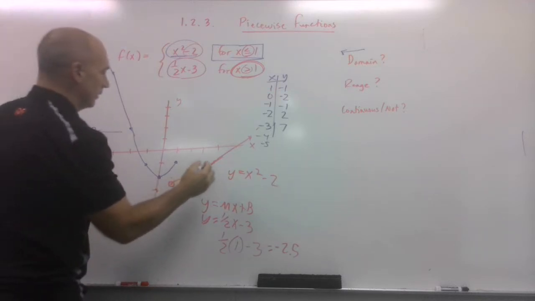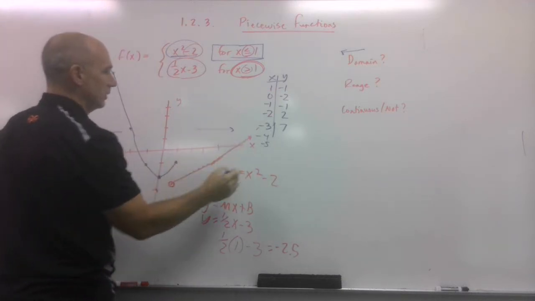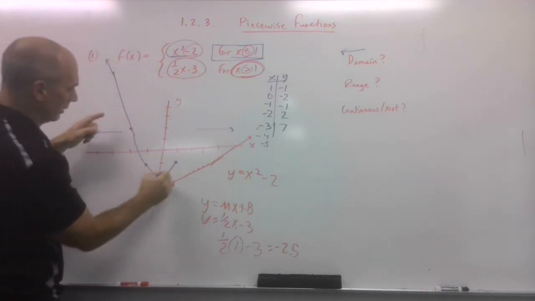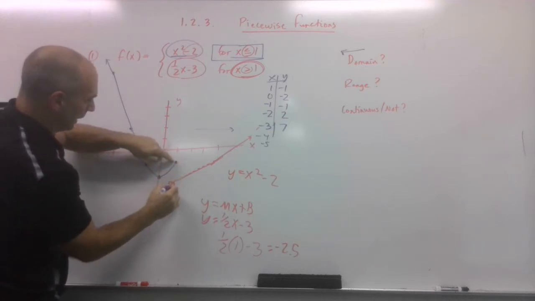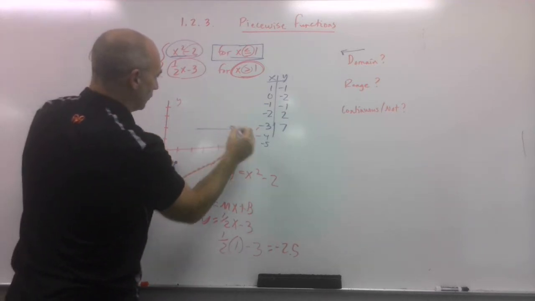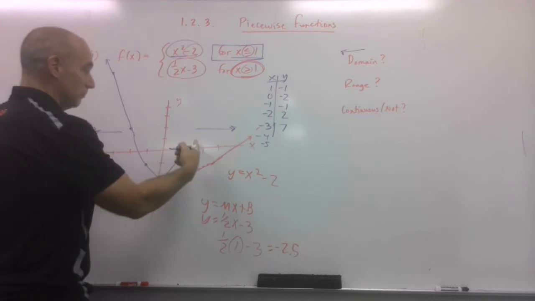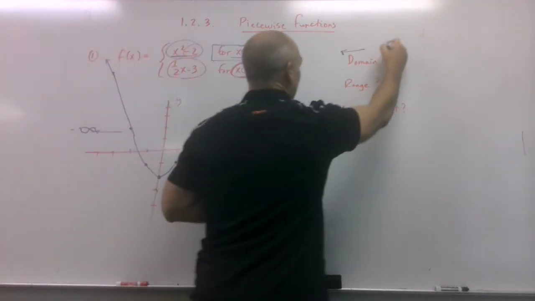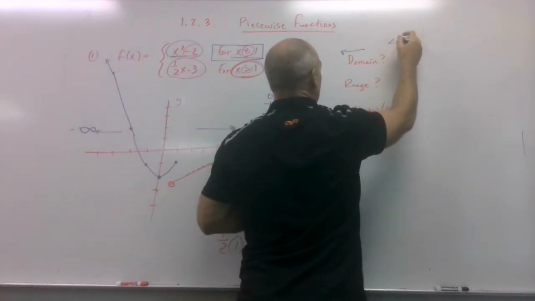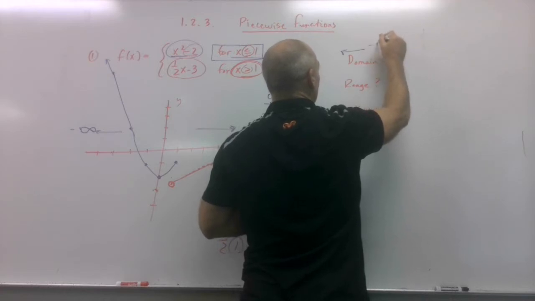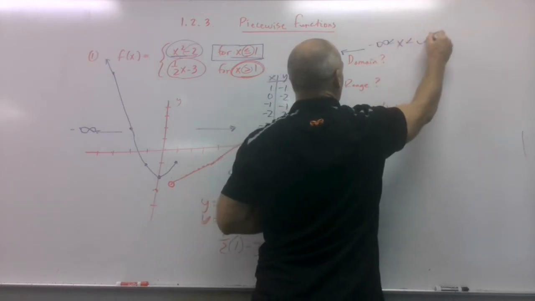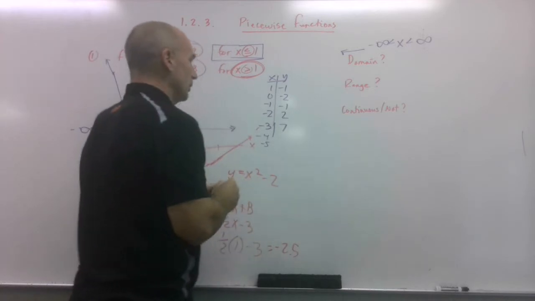And then how far to the right would it go? Well, because it goes here, and then it picks up here again and continues to go in the right direction, really what I would say is x is greater than -infinity, less than +infinity.